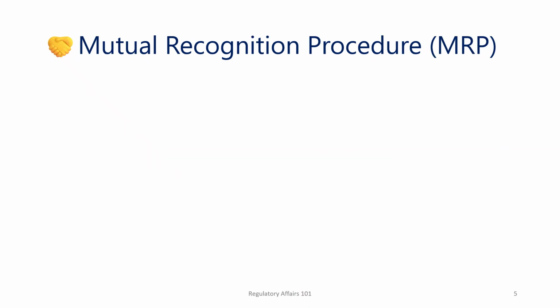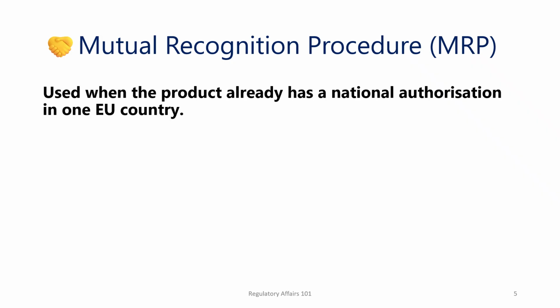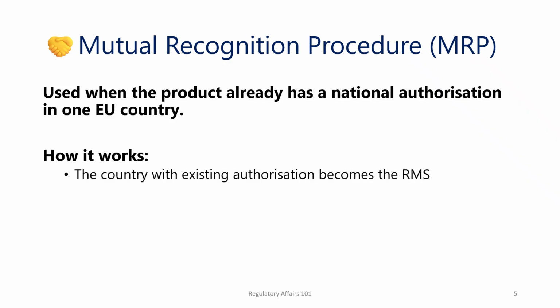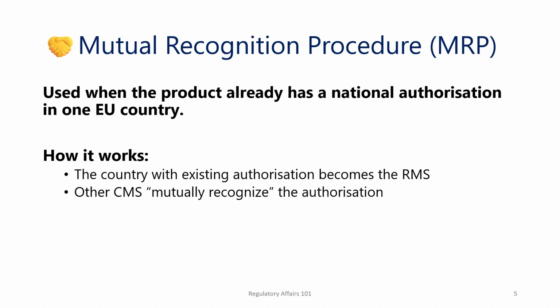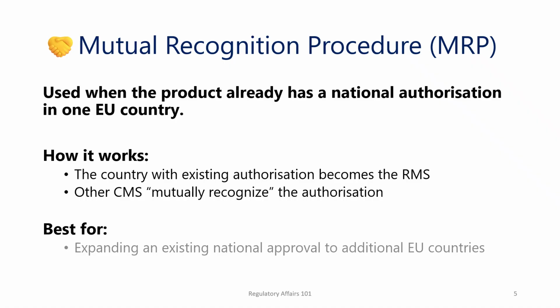The mutual recognition procedure applies when a product already has a national authorization. The country that granted the initial authorization becomes the reference member state, and additional countries recognize that assessment to expand approval across the EU.